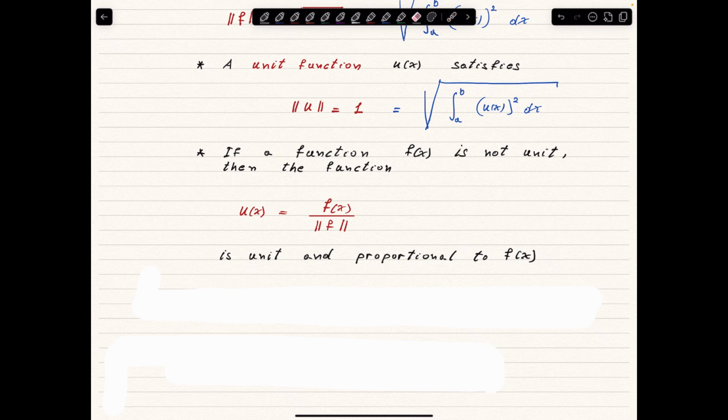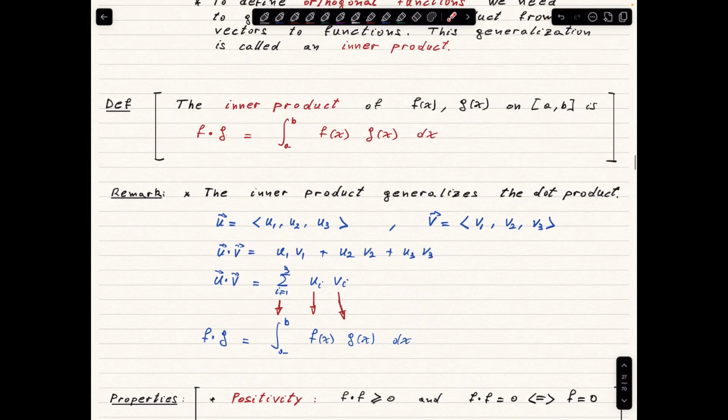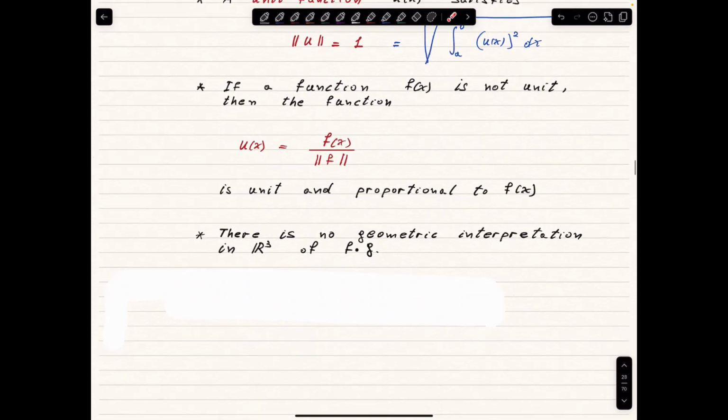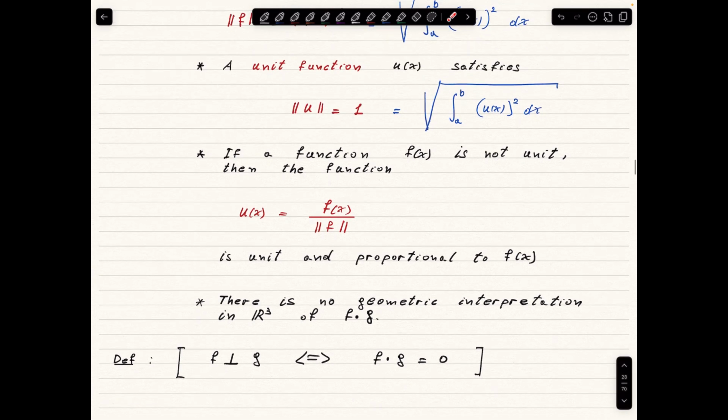Now there is no geometrical interpretation in R3 of the dot product. So if we want to talk about perpendicular functions, a function f of x perpendicular to g of x, we cannot use any picture in R3. So what we do is we use this property that we have proven for vectors as a definition for functions. This is a definition, not a theorem now. Two functions are perpendicular if and only if the dot product of these two functions vanishes. So this is how we introduce the concept of orthogonal functions.